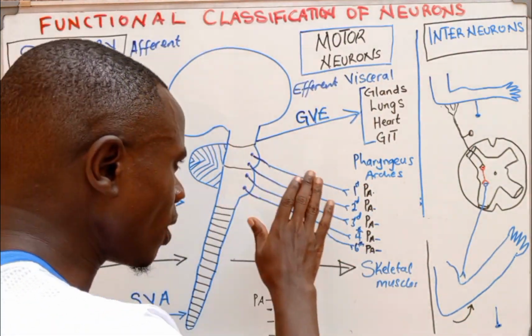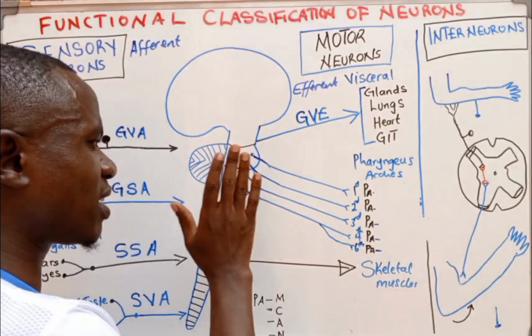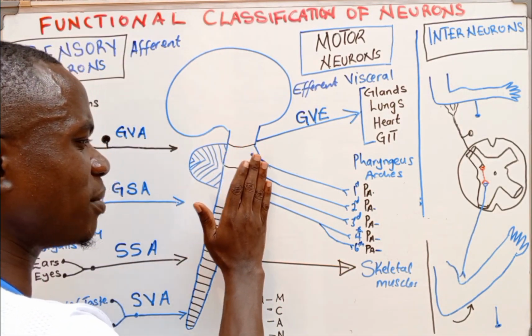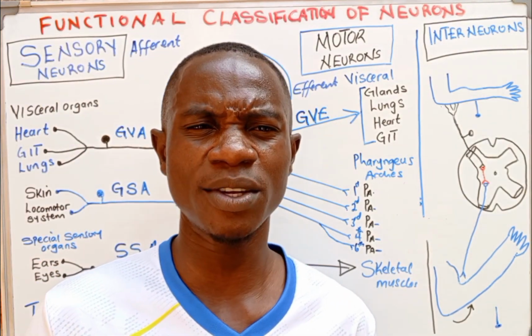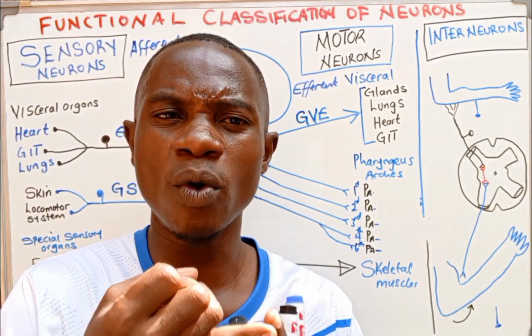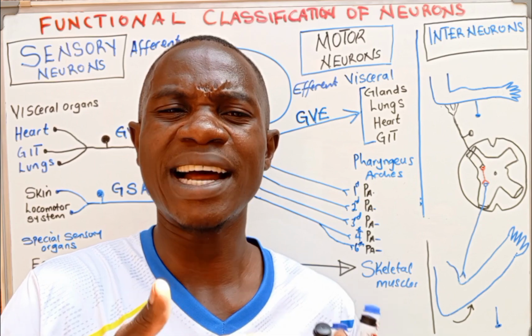But now, we have specific motor fibers that are going to be coming from the central nervous system, and they go and supply the different pharyngeal arches. We have a variety of the pharyngeal arches. We have pharyngeal arches number 1, number 2, number 3, number 4, and then number 6.